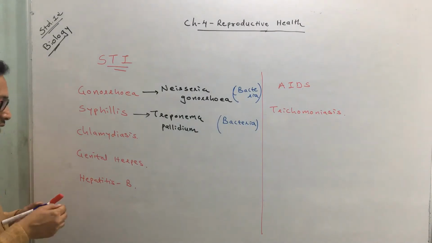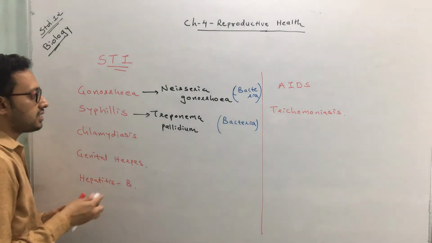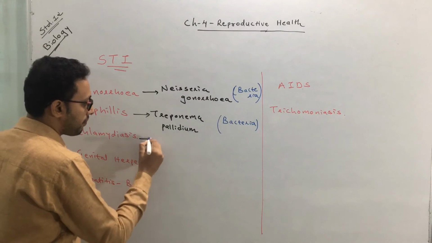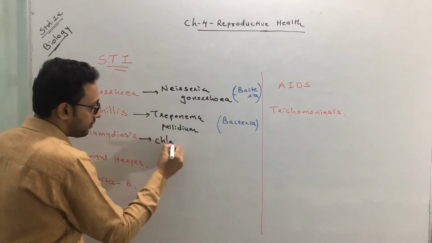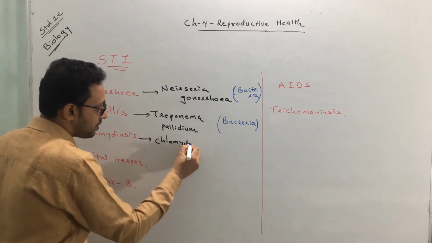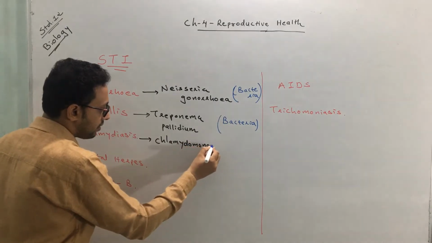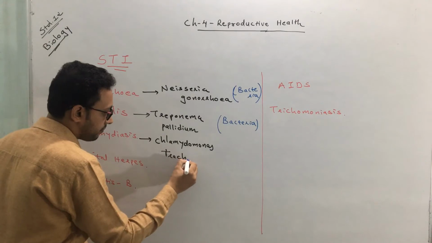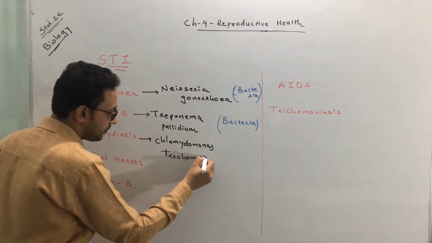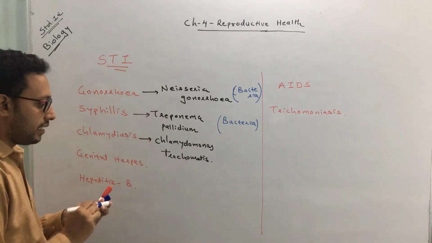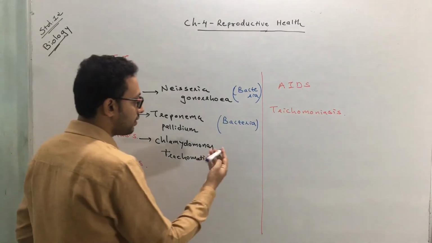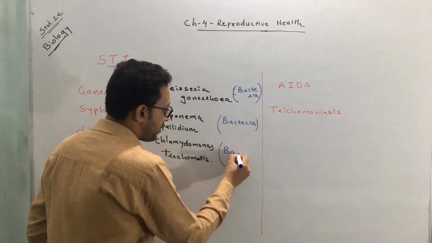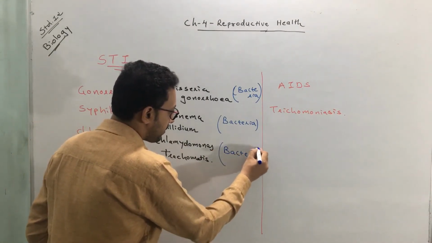Next is chlamydiasis. Chlamydiasis is caused by Chlamydia trachomatis, with a small t. It is again a bacteria by which this disease is transmitted.